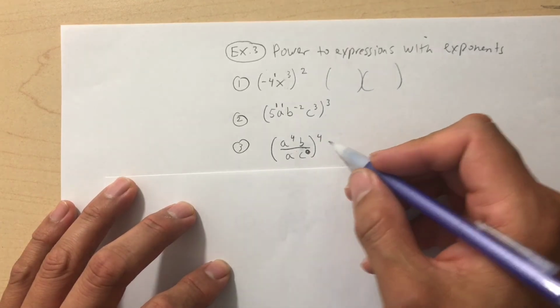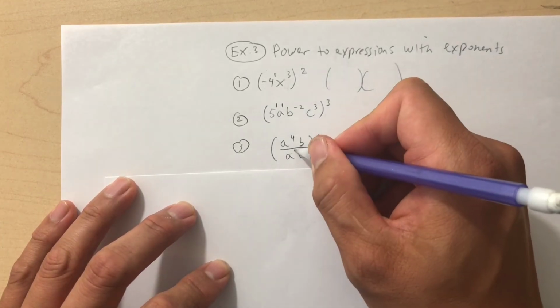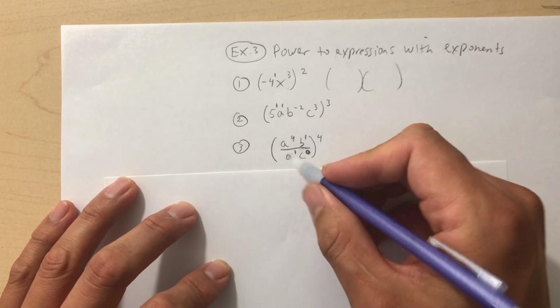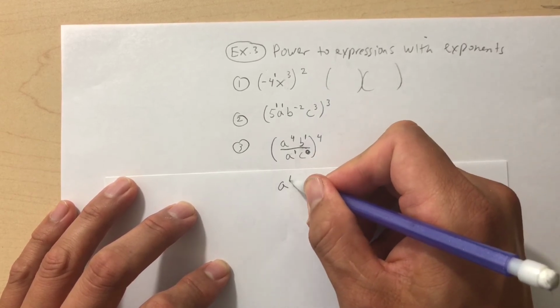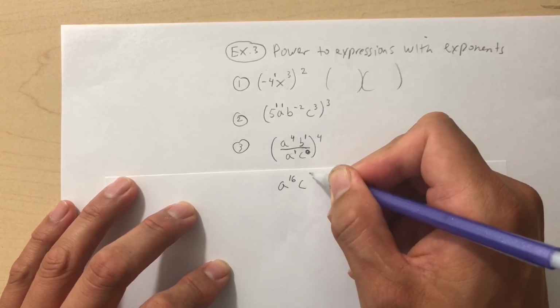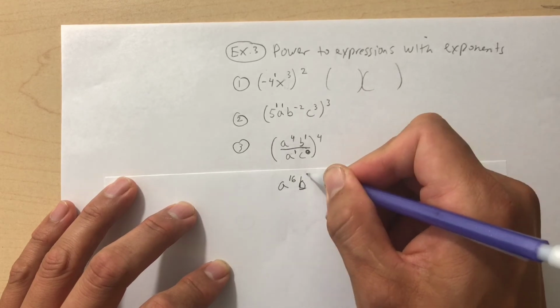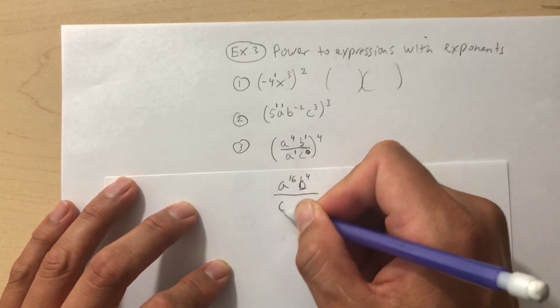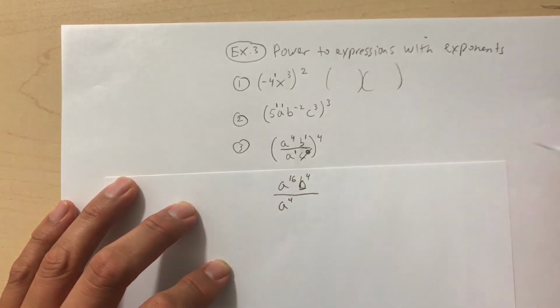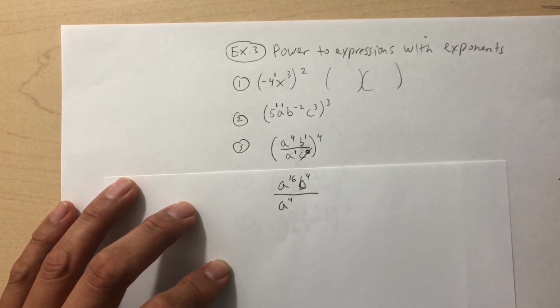All right, so again, you could write it 4 times, we're not gonna do that. They all have an exponent, and there you go. So multiply the exponent, you get a to the 16th, b to the 4th, and then a to the 4th. Let's go ahead and cancel this guy out. You don't need that 0 exponent there, okay?